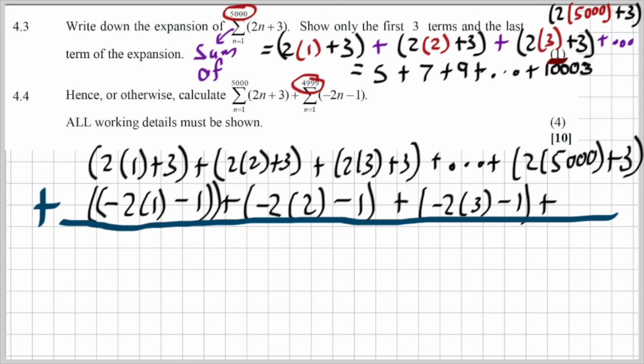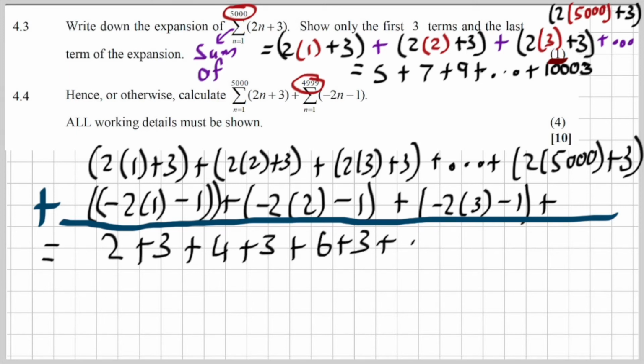I'm just going to write out the first 3 terms for now. So this means I've got 2 plus 3 plus 4 plus 3 plus 6 plus 3. So before you freak out, that's the first term of the top one, the second, the third, okay? It looked weird the way I wrote it. That's why I love to put things in brackets, okay?